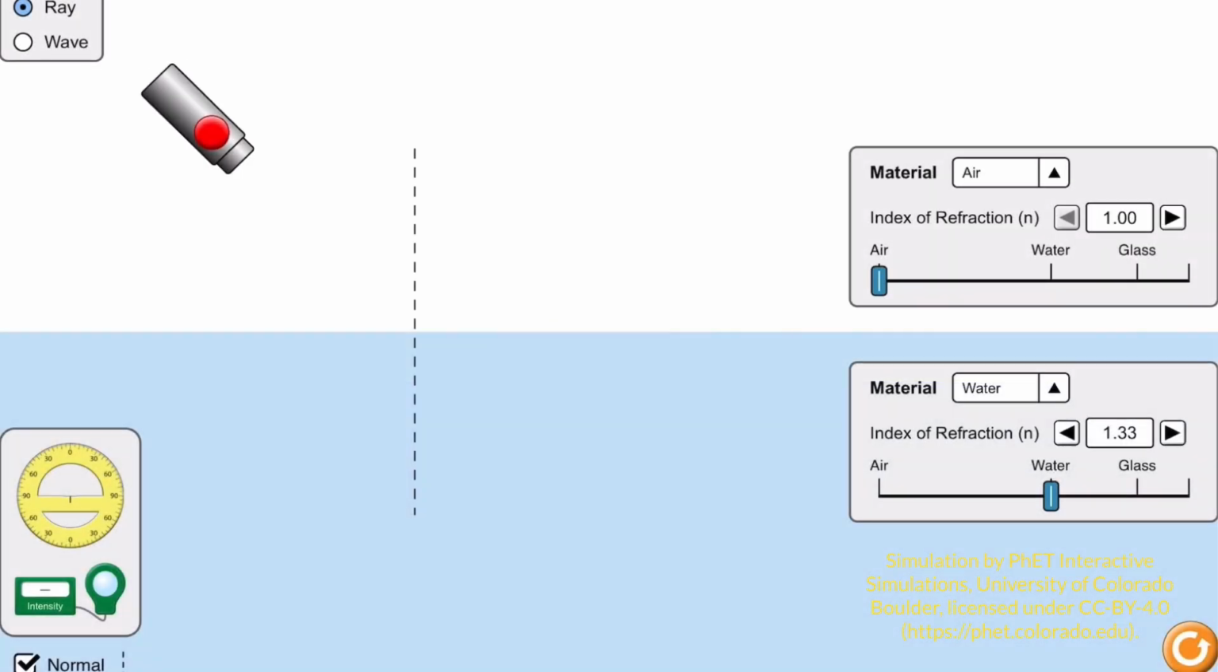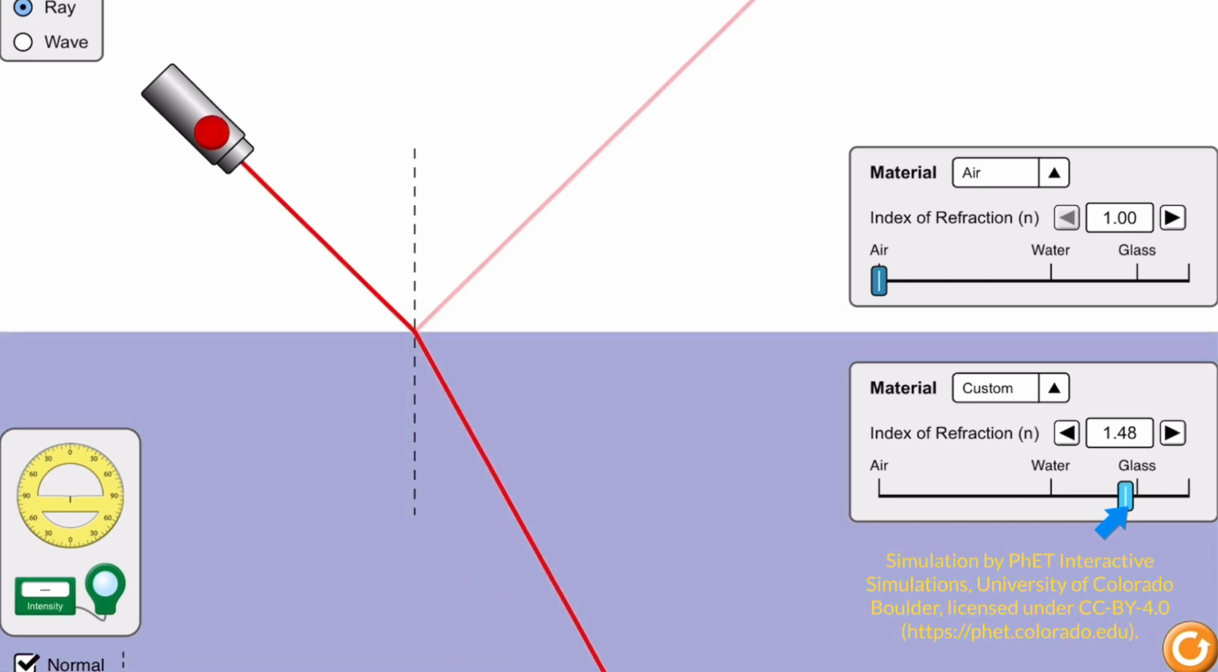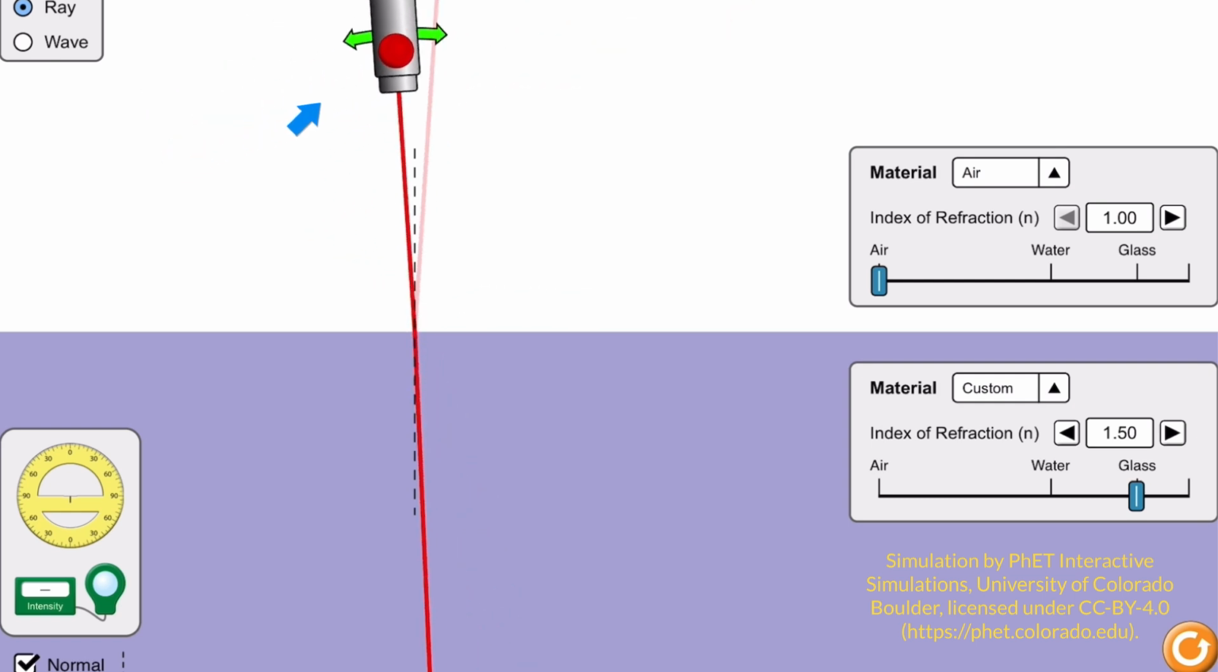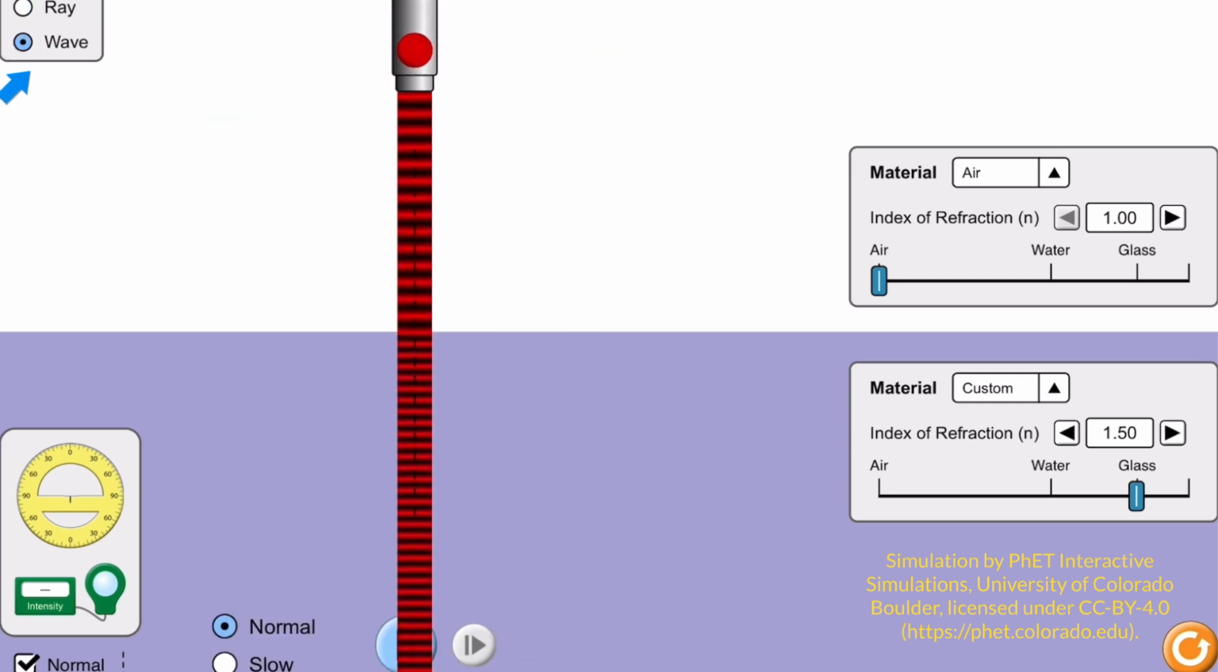The PhET bending light simulation is really useful for explaining the refraction of light using wavefronts. Let's first of all consider the scenario where the light is going in along the normal, or the wavefronts are parallel to the boundary. After turning the light on, we want to adjust the refractive index to be about 1.5 for glass, make it so the ray is going in along the normal, and choose to have wave view.